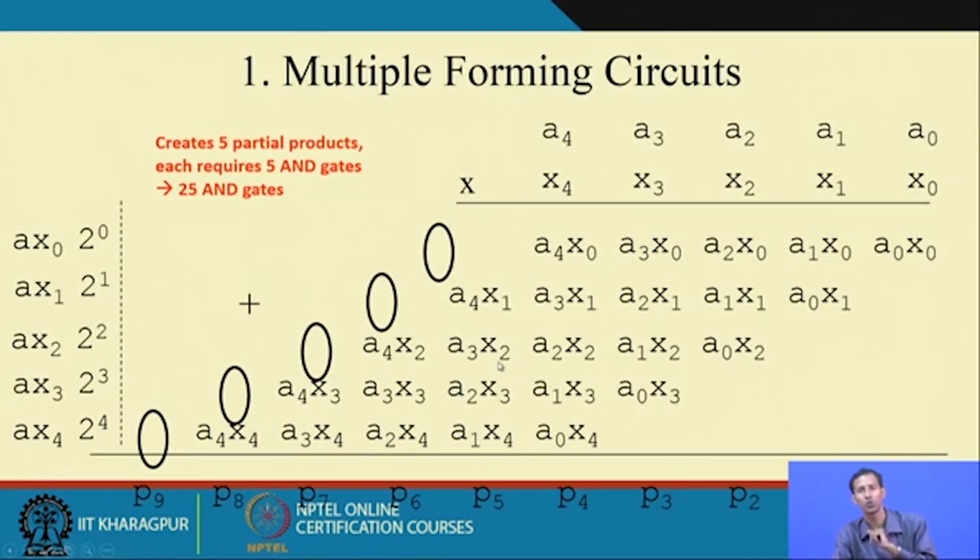If we choose one example, it will be much clearer to you. If I have to multiply 5 bit numbers, I have to generate 5 partial product sets, each set containing 5 numbers. Each requires 5 AND gates to produce these multiples. So in total I require 25 AND gates in the multiple forming circuit. This is nothing but the partial product generation unit.